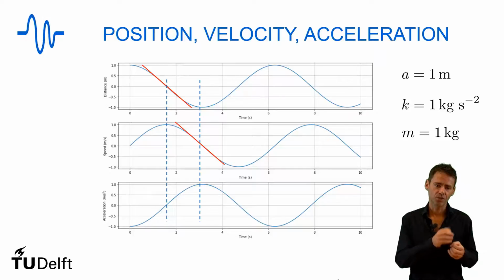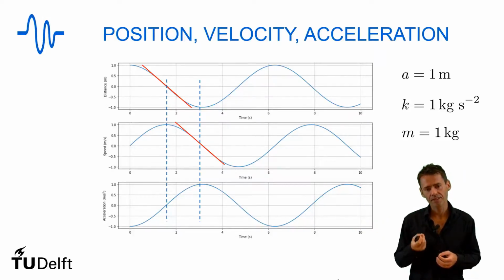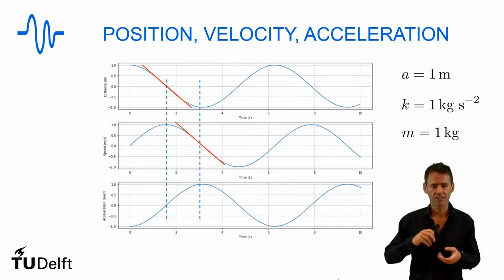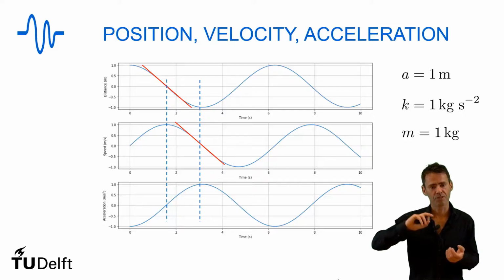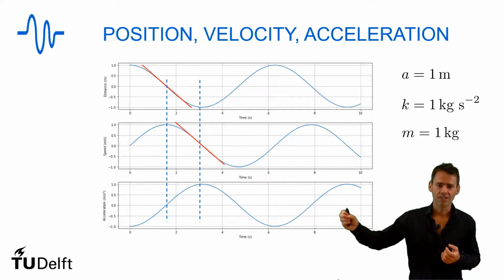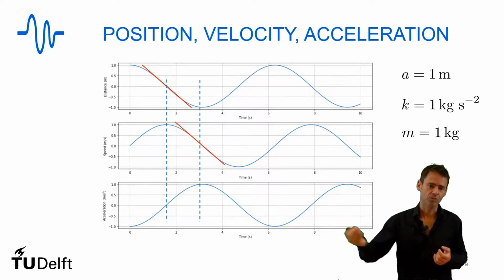And this is of course what you know: the velocity is highest when the mass goes through equilibrium. And finally, the acceleration, you can see it's in phase with the distance traveled, but has a minus sign. So again, when the distance is greatest, the acceleration is also greatest, but then of course in the opposite direction because the mass has to reverse its direction.